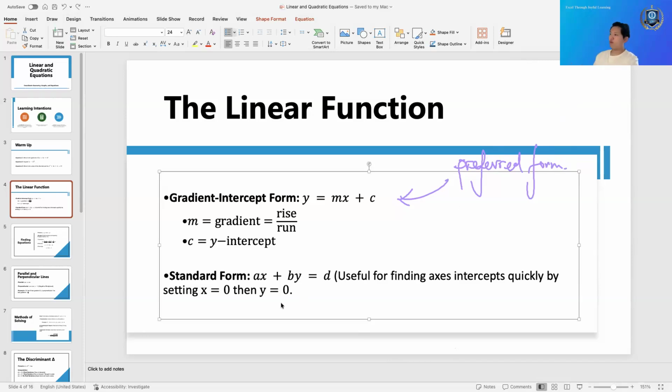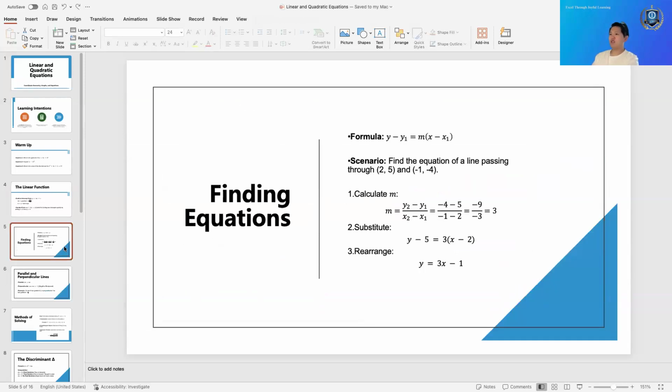Now, you also have a standard form, which is ax plus by plus d. This is useful in the sense that you could very easily find axis intercepts, because if you let x equal 0, you simply get y equals d over b. If you let y equal 0, you get x equals d over a. Quite simple, right?